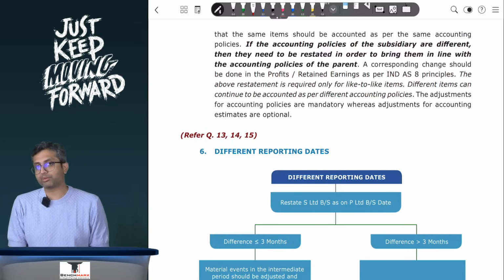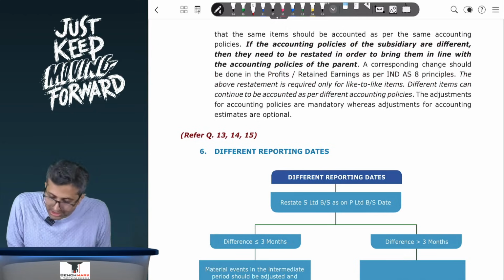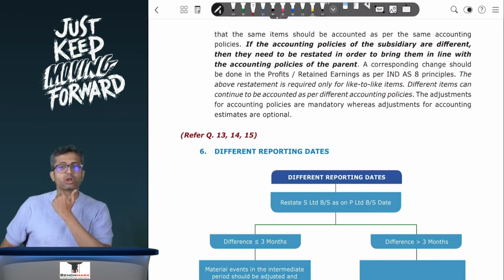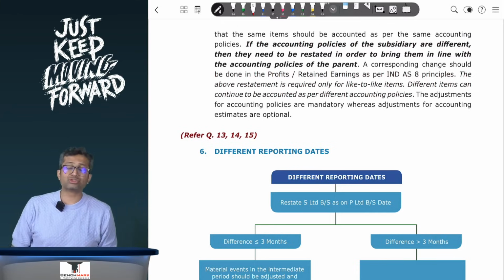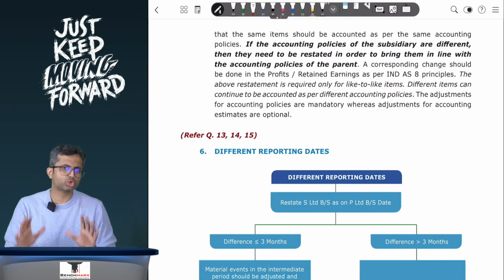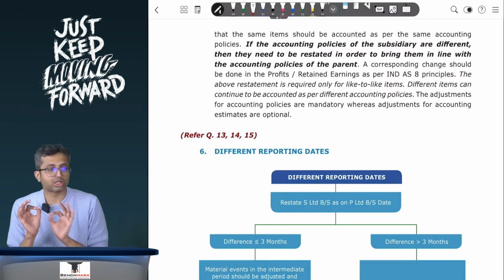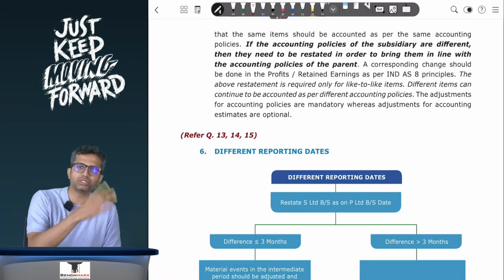Is restatement mandatory for different accounting policies? Yes. But that is if there are different accounting policies. If there are different accounting estimates, then restatement is not mandatory for estimates being different. Though if you want to restate, you can always restate. Though it is mandatory to restate for different accounting policies, it is not as mandatory to restate for different accounting estimates.